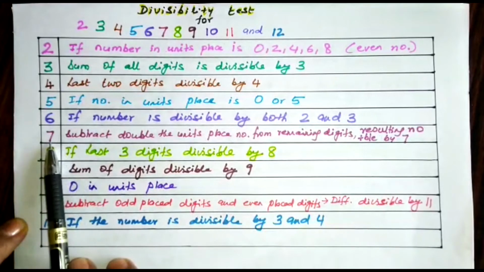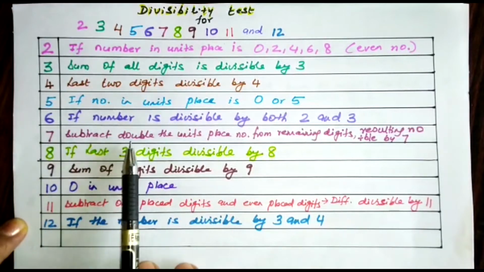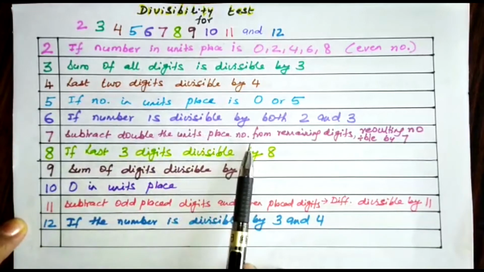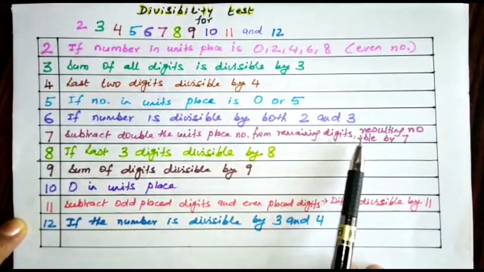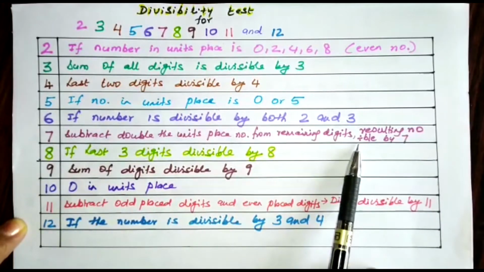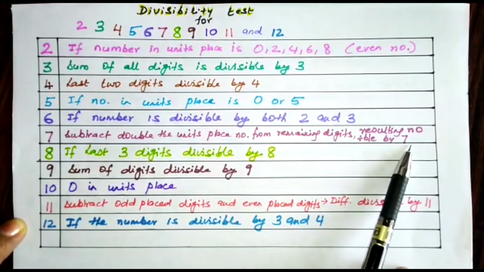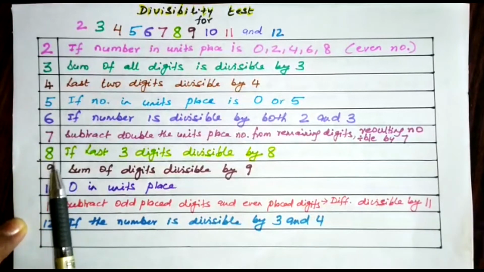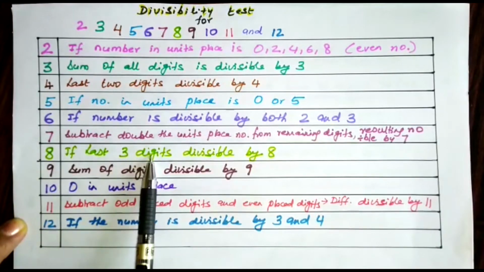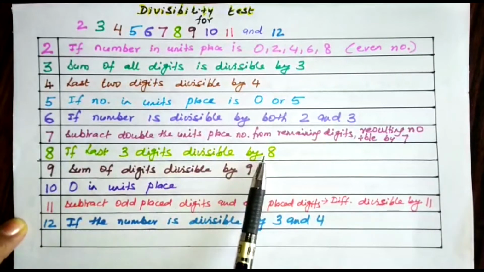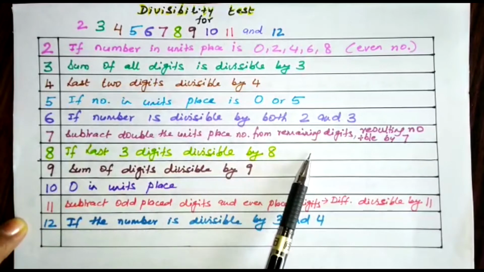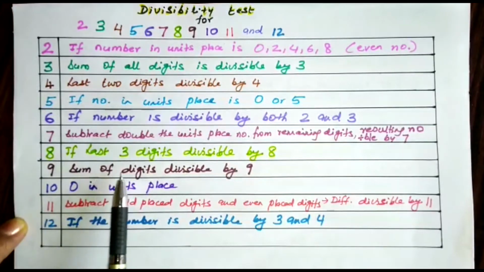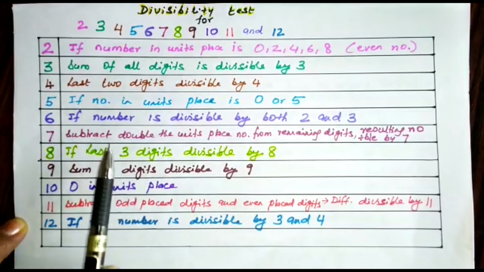For checking divisibility by 7, subtract double the units place number from the remaining digits. The resulting number, if it is divisible by 7, then the number is divisible by 7. For checking divisibility by 8, if the last 3 digits of the given number are divisible by 8, then the number is divisible by 8.